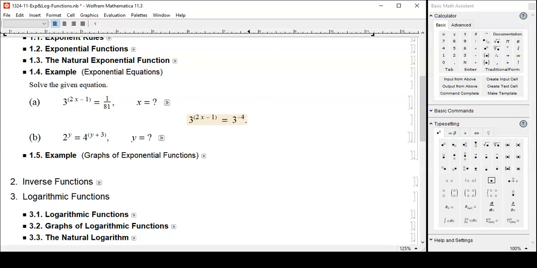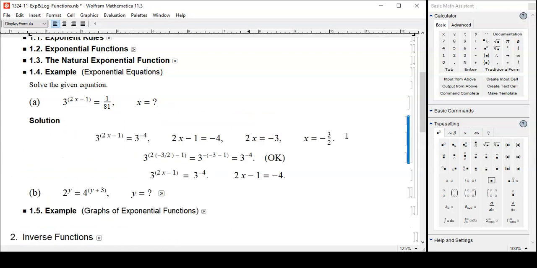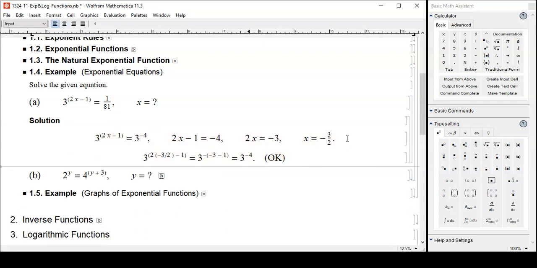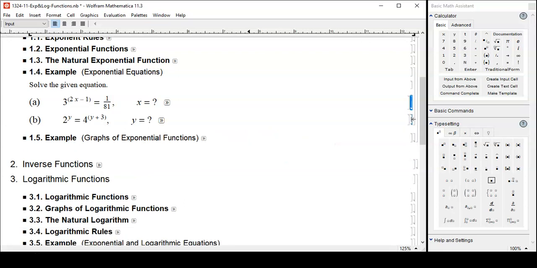Then what do you have? We have the same base, so we can compare the exponents, and then we have 2x minus 1 is equal to negative 4. Solving this equation, you're going to get your x value, and that's what we have here. The solution and the checking process. I don't need this any longer. Okay, very, very simple, nearly trivially simple.